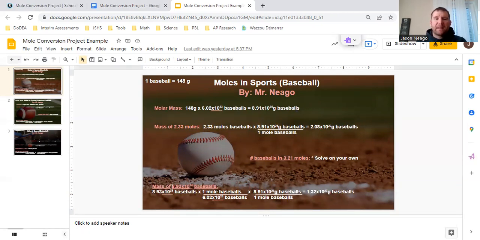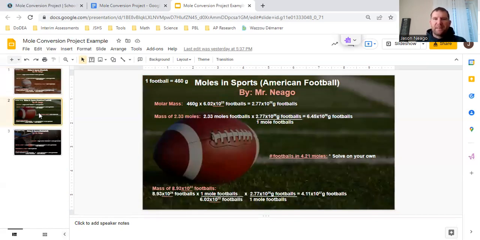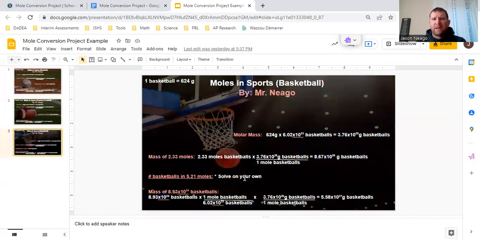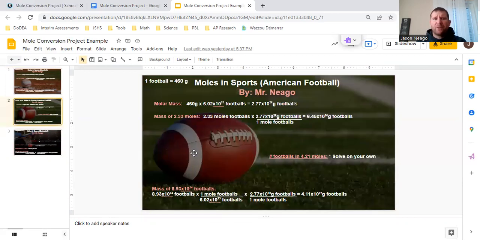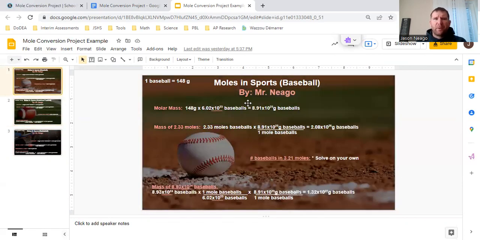And then finally, the mass of 8.93 times 10 to the 24th baseballs. So I converted from baseballs to the moles of baseballs, and then used the molar mass to figure out the grams of baseballs that would be present if I had that number of baseballs. So I did the same thing with American footballs, and I did the same thing with basketballs. Notice that in each of these I have an image, which is part of the grading rubric.